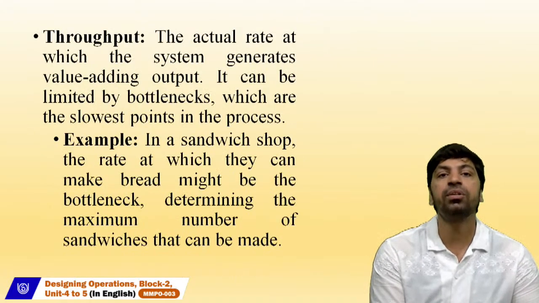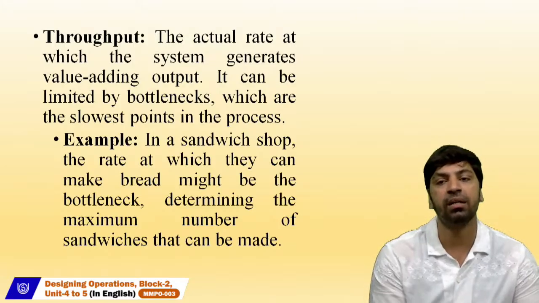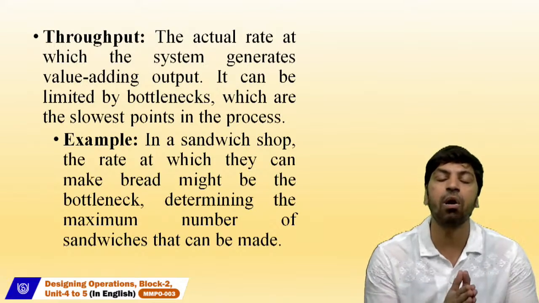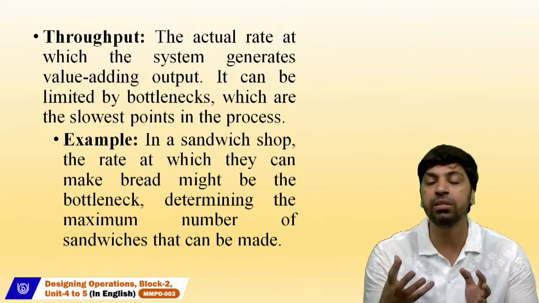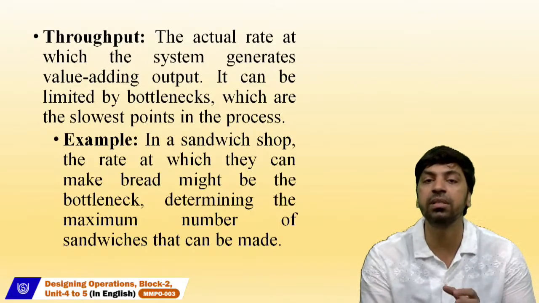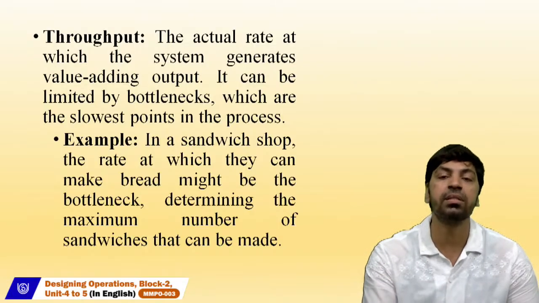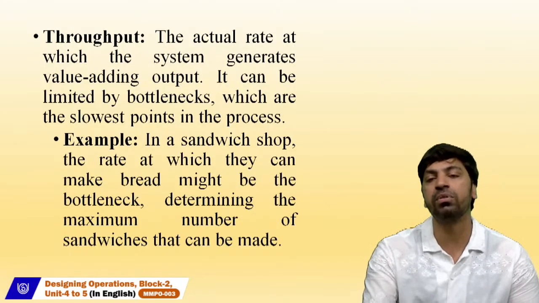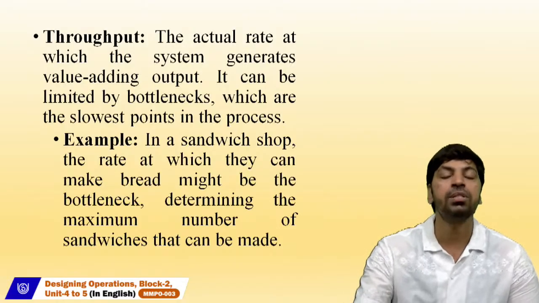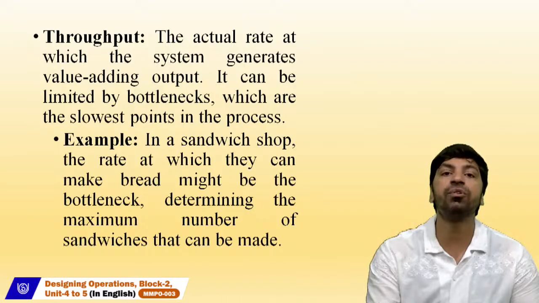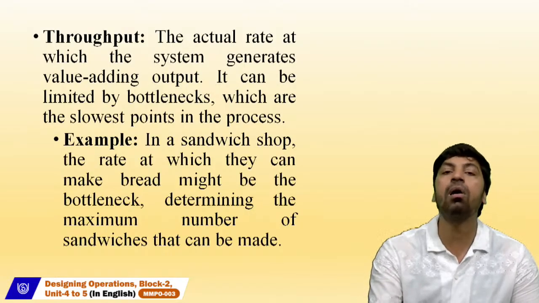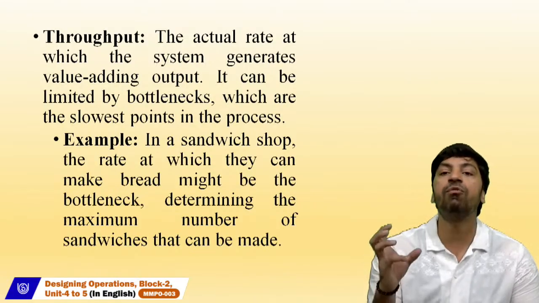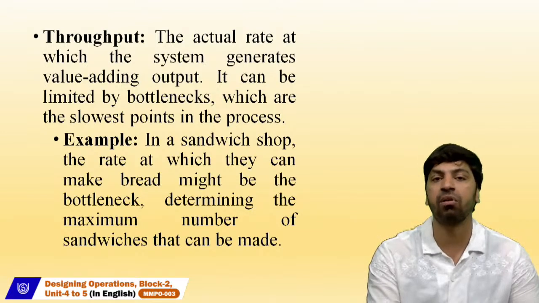The next one is throughput capacity, also called throughput measures. Throughput measures are those that show how quickly the process can convert specific inputs into a reliable output. So it refers to the actual rate at which the system or process generates the value-adding product or output.